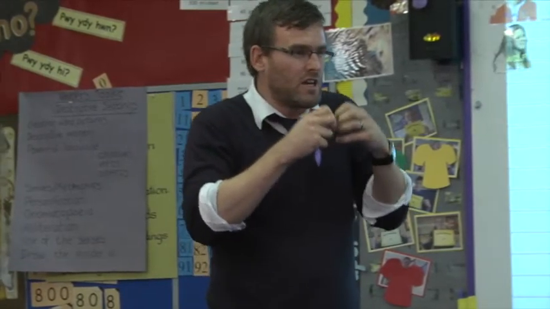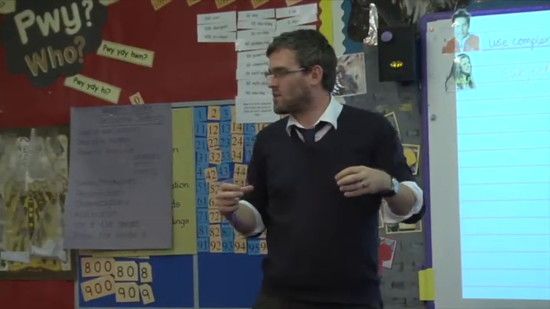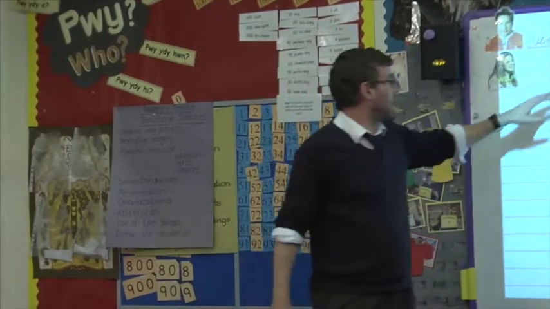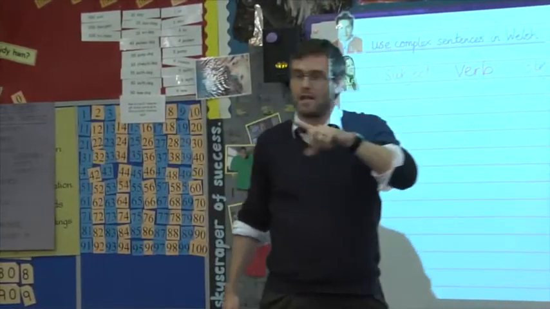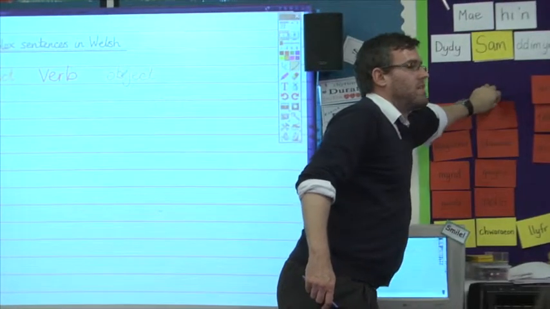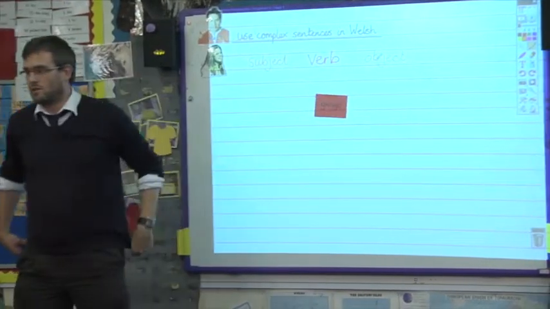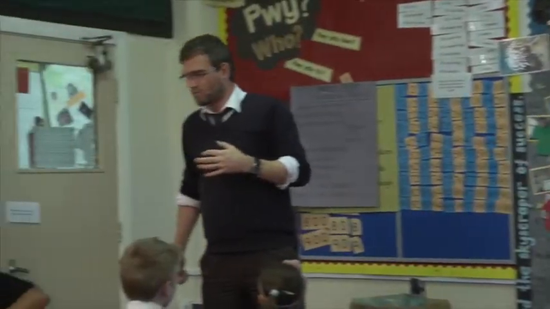I want you to have 30 seconds with your partner to see if you can construct a simple sentence that has a subject, a verb, and an object in Gymraeg, in Welsh. I'd like you to use this verb. Okay? So I'd like you to use gwisgo, to wear. Really simple, so you only need 30 seconds. Off you go.